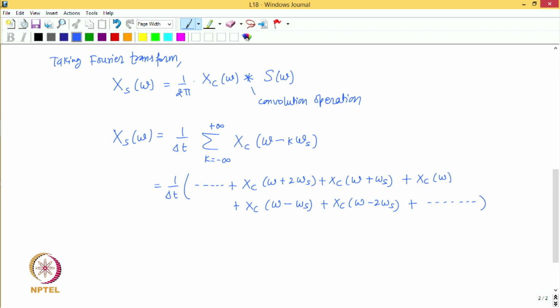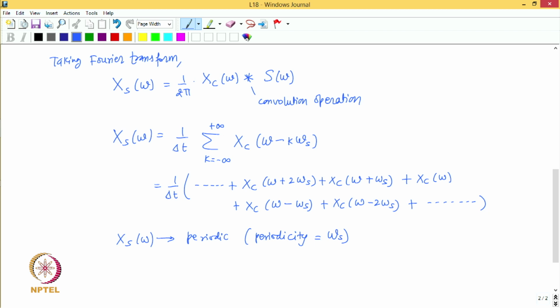So, we see here that X_s(omega) consists of the scaled values of X_c(omega) and its shifted versions, where the shifting of X_c(omega) is given by the quantity k omega_s. Therefore, we see that X_s(omega) is periodic, and the periodicity is equal to omega_s, that is the sampling frequency.